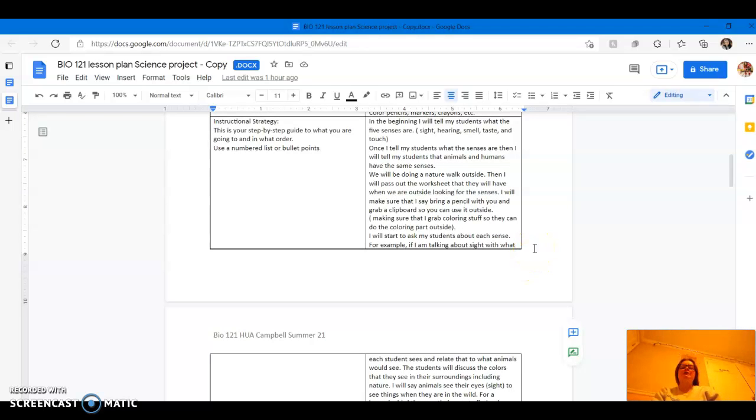So what I'm going to start doing in the beginning of the lesson, I'm going to make sure that the students understand what all the five senses are. And then after that, I'm going to talk about how humans and animals are related to each other and how both of those things have the same five senses. And then I'm going to say we're going to do a nature walk, and then I'm going to give them the paper that we're going to be using while you're outside.